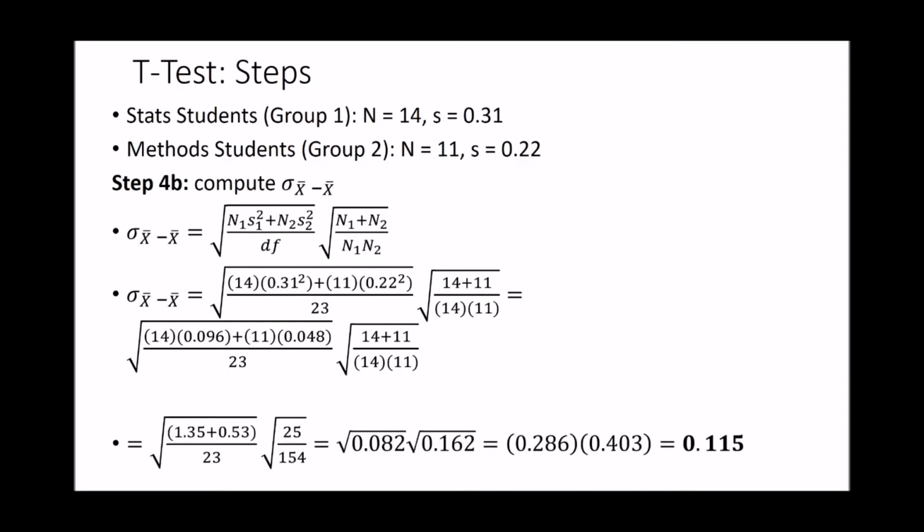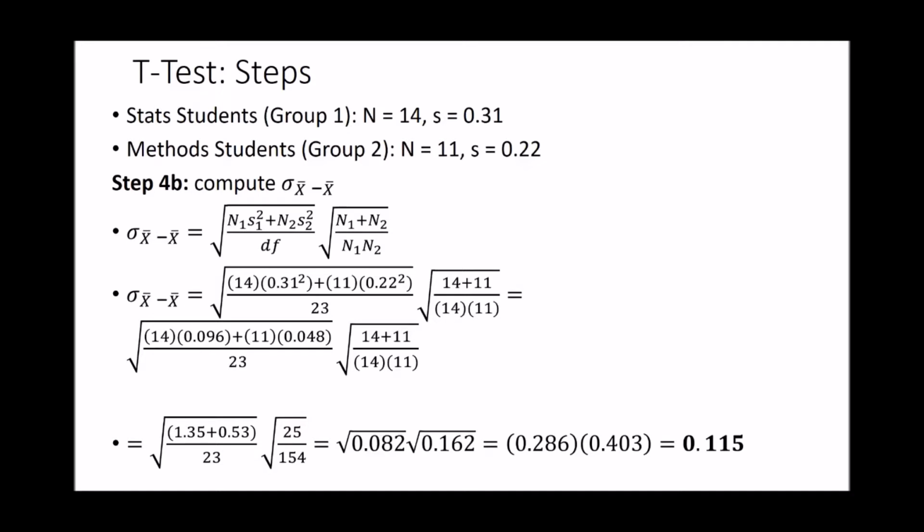So what I've done here is I've calculated everything across. So I've done 14 times 0.096, done 11 times 0.048, and what we have here is 1.35 plus 0.53 divided by 23. Again, we need the parentheses up there because we need to add those together first before dividing by 23. Then we have 25 divided by 154. Move on to the next piece here.